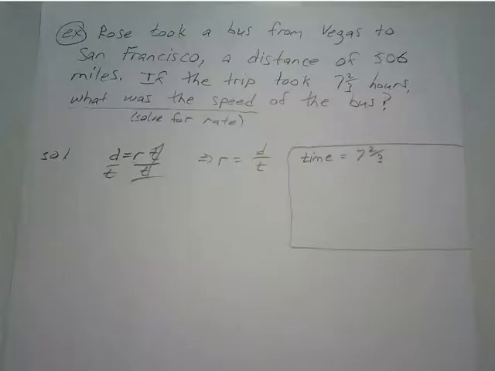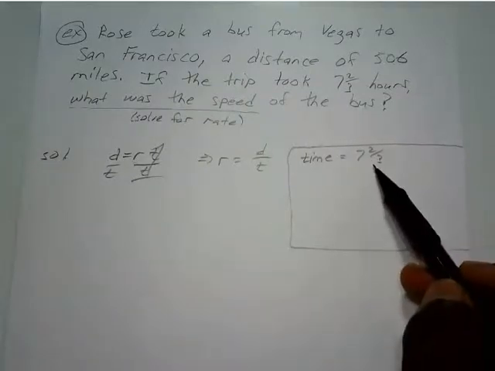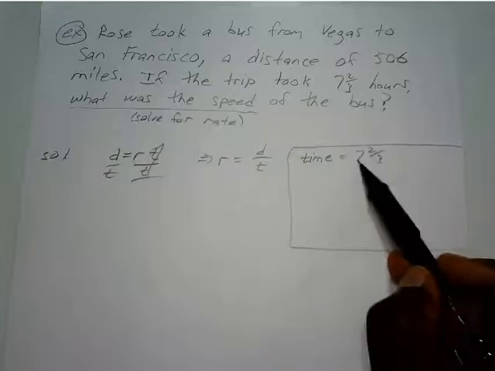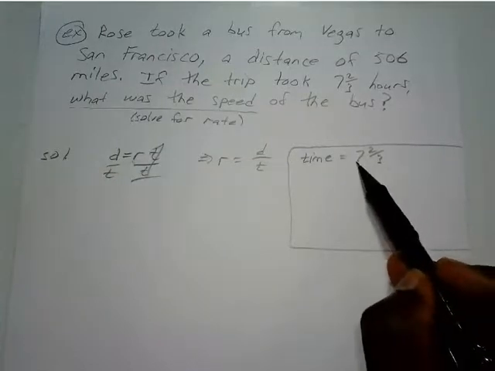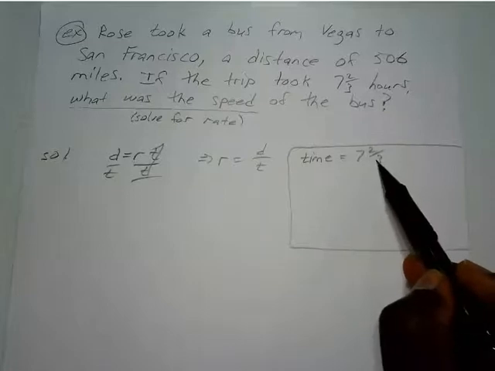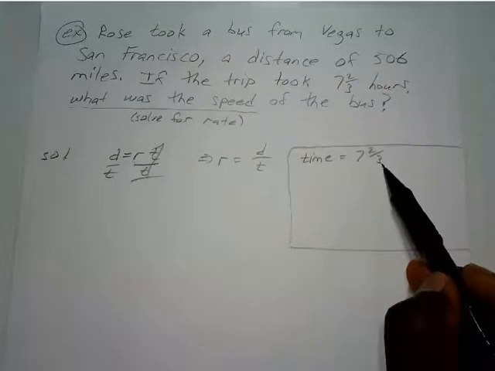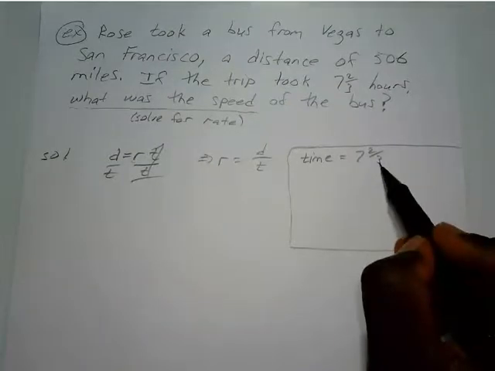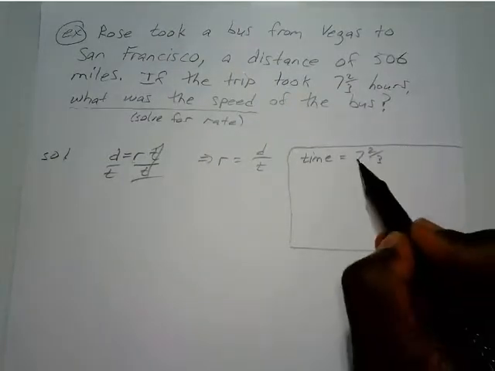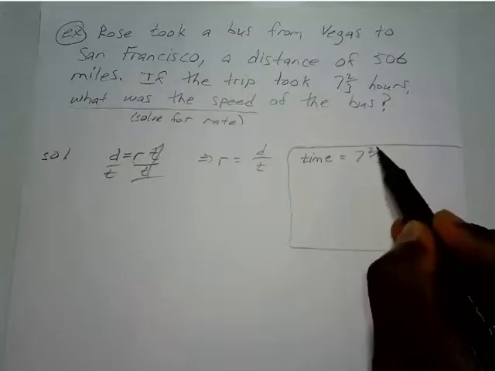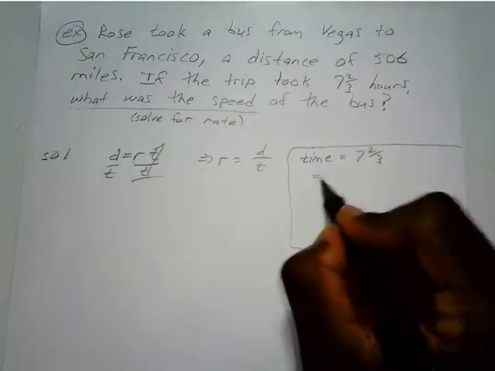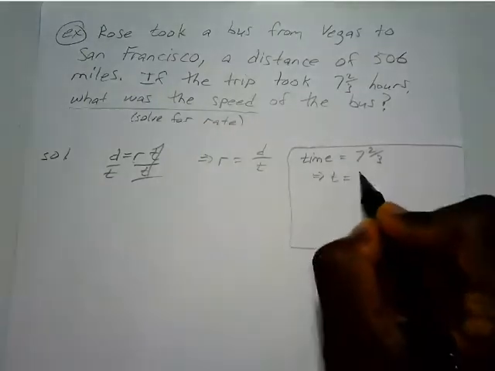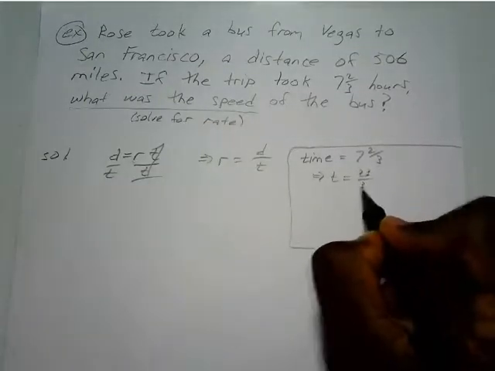All right. Now, if you remember how to convert a mixed number, when you have a whole number and a fraction, you can convert it to an improper fraction. That's where your numerator is bigger than your denominator. You just get your denominator, so you go 3 times 7, which is 21, and you add the numerator, so it's 23. Okay, so we know that time is equal to 23 over 3.